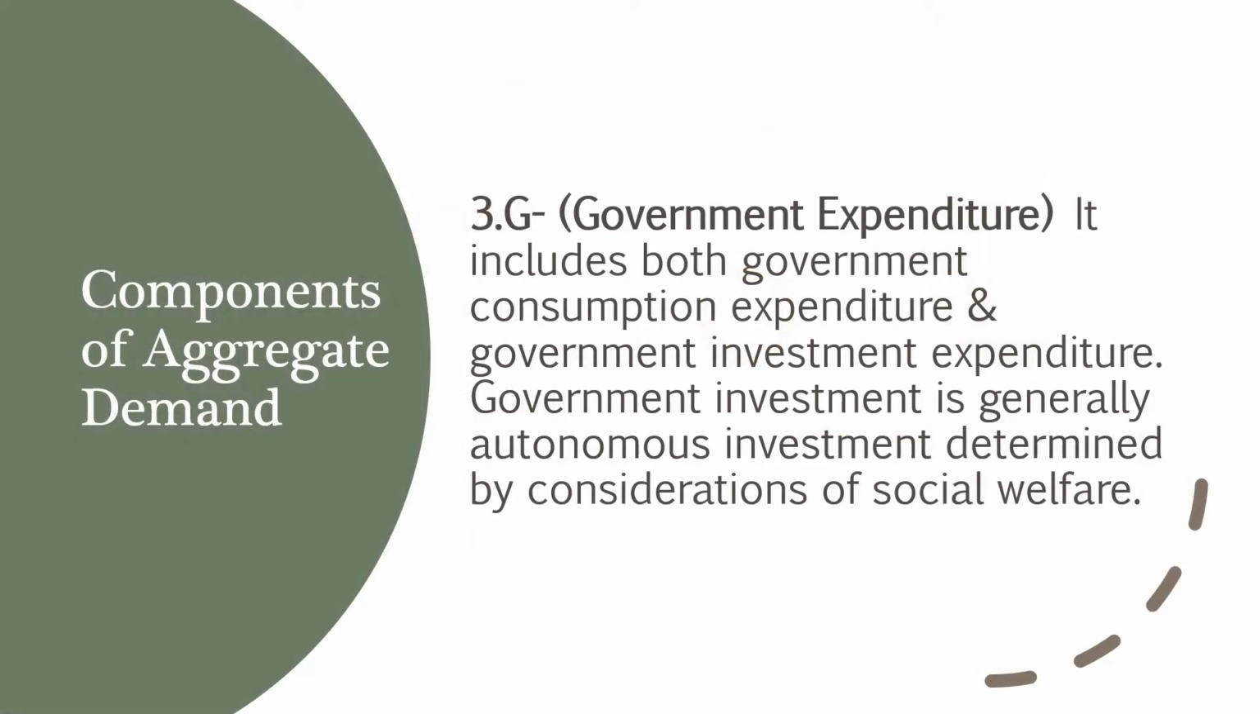Let us understand the third component of aggregate demand, and that is government expenditure. What does it include? It includes both government consumption expenditure as well as government investment expenditure. Basically, government investment expenditure is generally autonomous investment determined by considerations of social welfare. So autonomous investment would mean the investment that is necessary for the society to bring about social welfare.